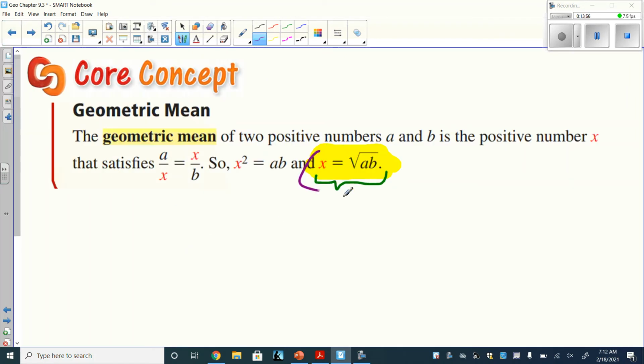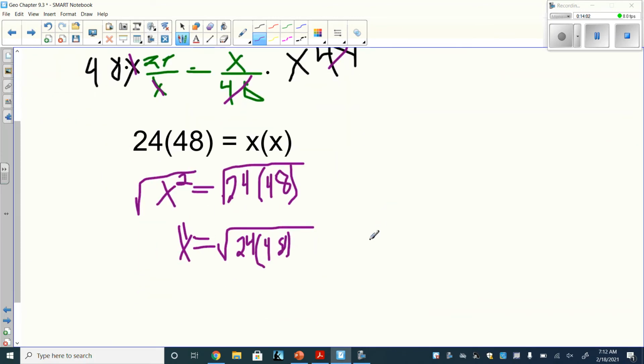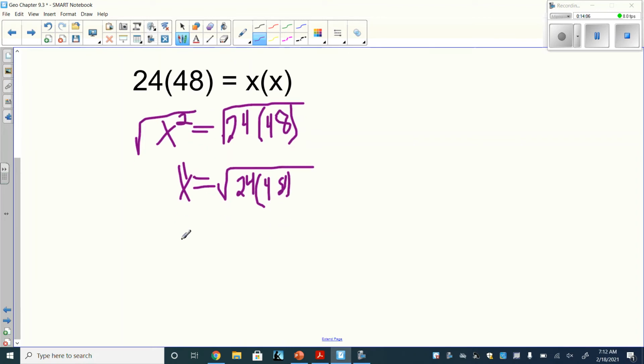Because again, our formula is this here. X is equal to the square root of AB. Our values of A and B are 24 and 48. So x is equal to the square root of 24 times 48. Now at this point here, we would need to simplify. So square root of 24 times 48, we can type this into a calculator.